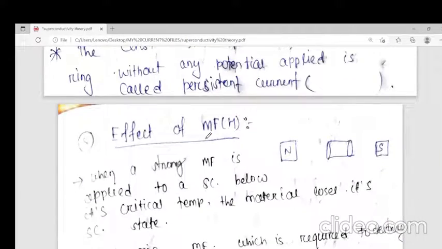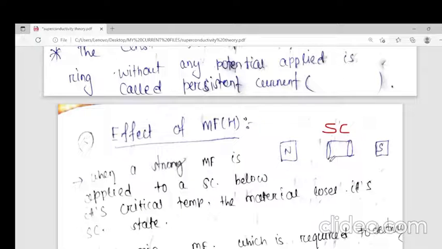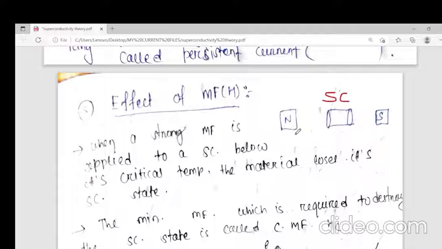Let's see the next property: the effect of magnetic field. Suppose we take a superconductor and strong magnets, N the North Pole and S the South Pole, and apply them like this. When a strong magnetic field is applied to a superconductor below its critical temperature, the material loses its superconducting state. The more we increase the intensity of the magnetic field, the more it tries to vanish the superconducting state. To regain the superconducting state, we have to decrease the temperature, so the critical temperature decreases from before.